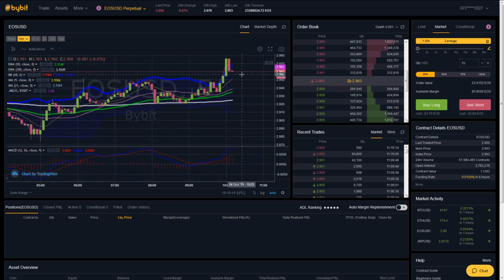So this candle could find its way down to the middle of the Bollinger Band. It could be supported at the green 50. It could also be supported at the white 200, or it could come all the way back down to the bottom of the Bollinger Band. So right now it's very risky. It's not worth placing a long.